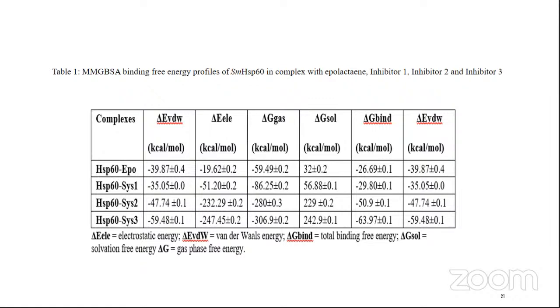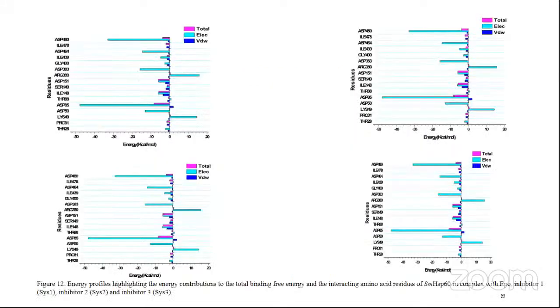As shown in the table, and particularly in the structure highlighted in red, the total binding free energies indicated that inhibitor 2 and 3 showed the lowest binding free energy, while epolilactine and inhibitor 1 had the closest. Inhibitor 1 resembled the binding affinity of epolilactine, the original compound.